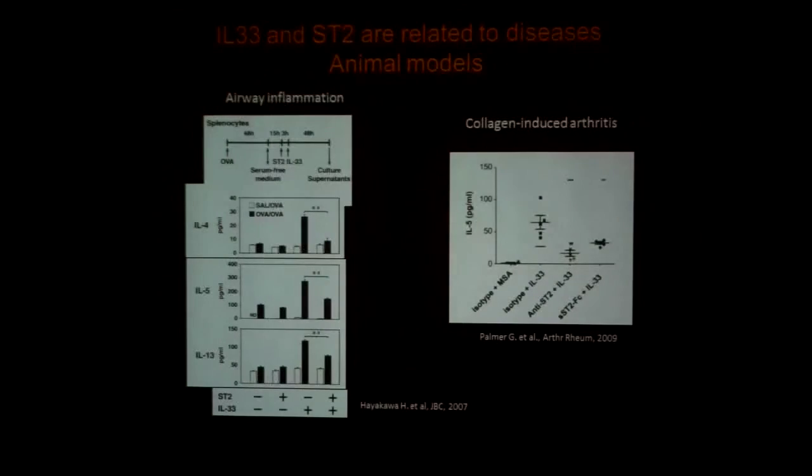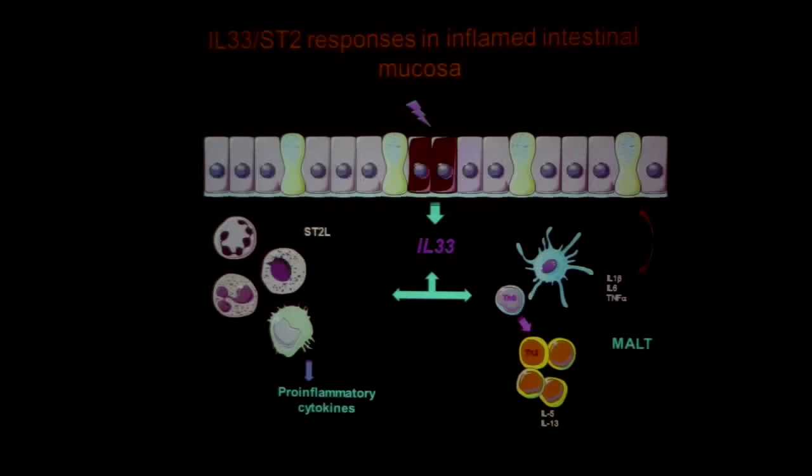Also, several animal models have been used to study the role of this pathway in inflammation, for example, airway inflammation or collagen-induced arthritis. And around 5 years ago we became interested in the role of this pathway in inflammatory bowel diseases and in the inflammation of the mucosa. So this is the picture of how the inflammation of the mucosa releases IL-33 and promotes the recruitment of inflammatory cells and activation of the inflammatory circle in the mucosa.